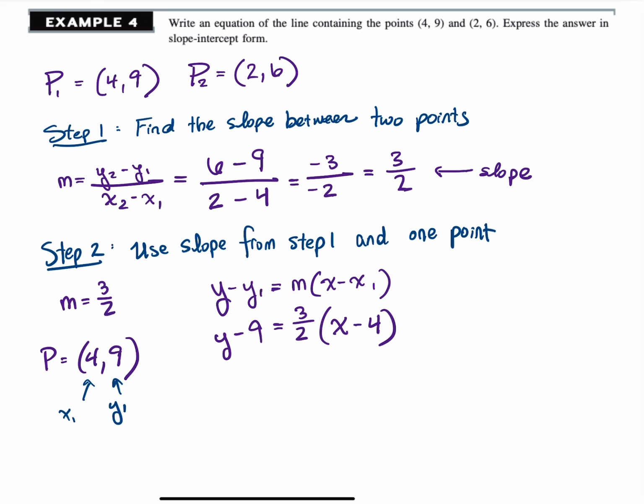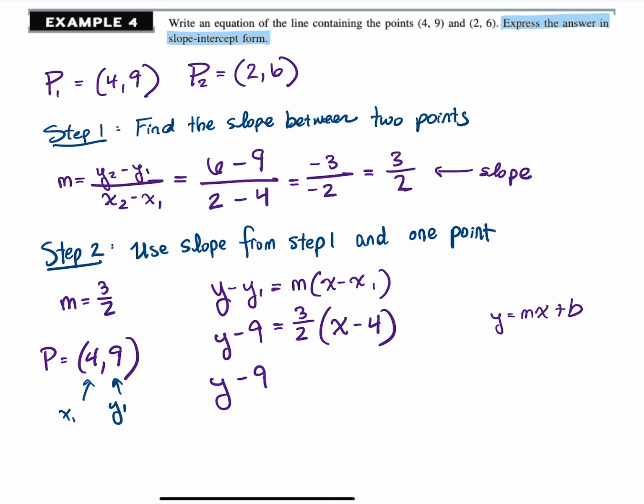And notice in the question, they want us to express the answer in slope-intercept form. So slope-intercept form is y equals mx plus b. It's solved for y. Everything else is over on the other side. So first here, you'll typically want to distribute this term through the parentheses and then move the other term on the other side over.